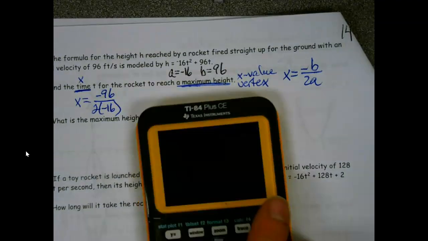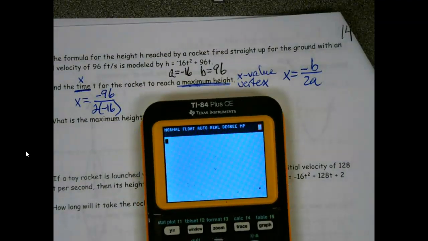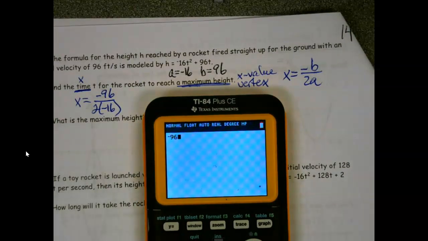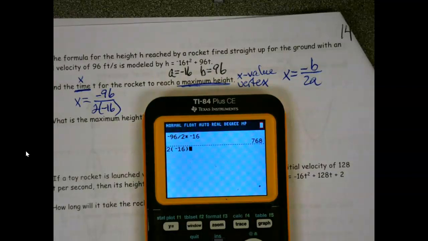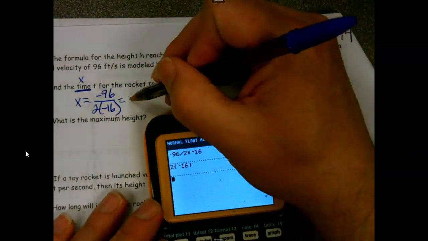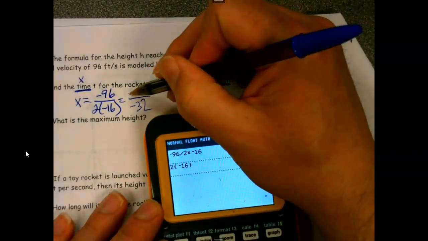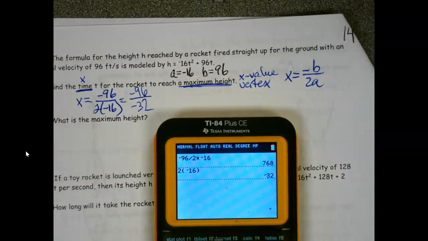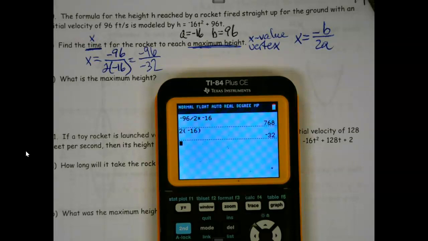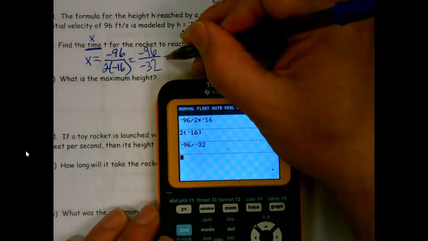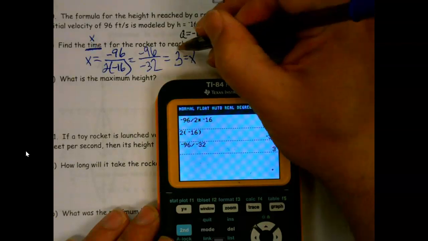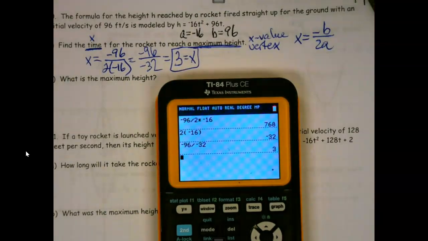So just to show you something, you're like, why do you keep saying we got to do the bottom first? So let me just type it this time and not care. I don't think my vertex is at 768. That doesn't make much sense. So that's why I say we want to make sure. Now, could I type it in such a way with parentheses to let the calculator know what to do? Yes, but I think it's going to be easier. Okay, so it's going to take 3 seconds for that rocket to get to its maximum height.